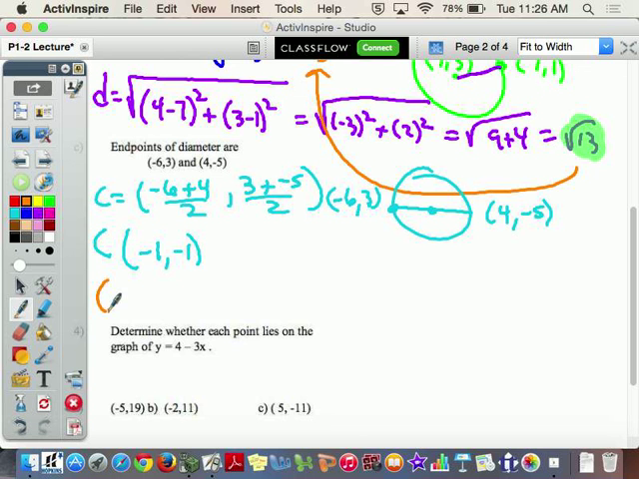So now I can write my equation, or at least part of it. It's x minus -1, which means plus 1, squared, plus y minus -1, which is plus 1 squared. I don't know my radius yet. That's going to be this part right here. So right now I'm just going to write down r squared.